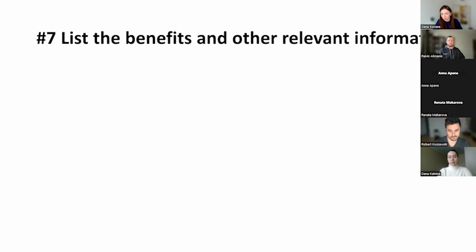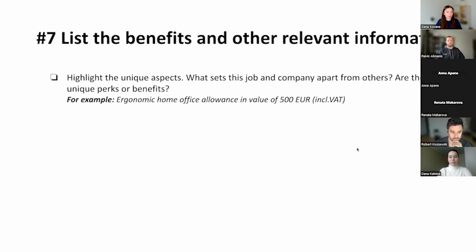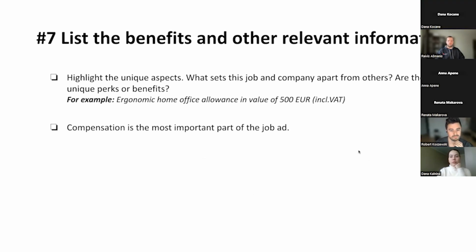Next thing is list the benefits. 61% of the candidates say that the salary range is the most important part of the job description, but definitely don't let it overshadow the opportunity. Highlight the unique aspects of your opportunity. Think about what sets it apart from your competition, from other companies, from other job titles with the same title. Take a look, do some research.